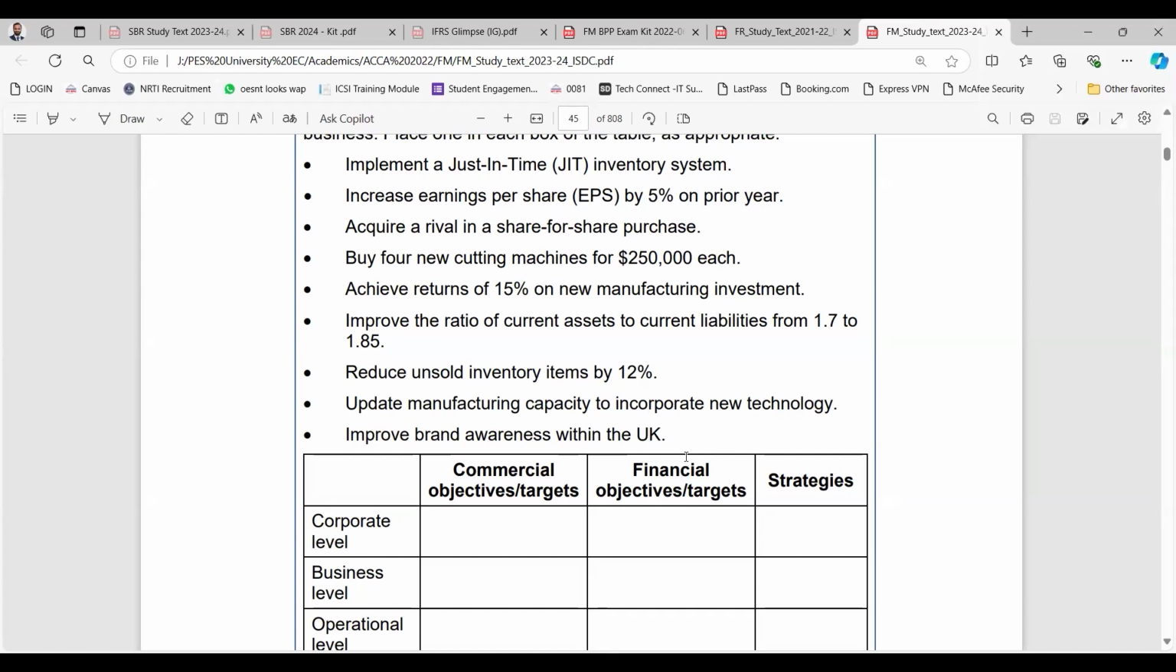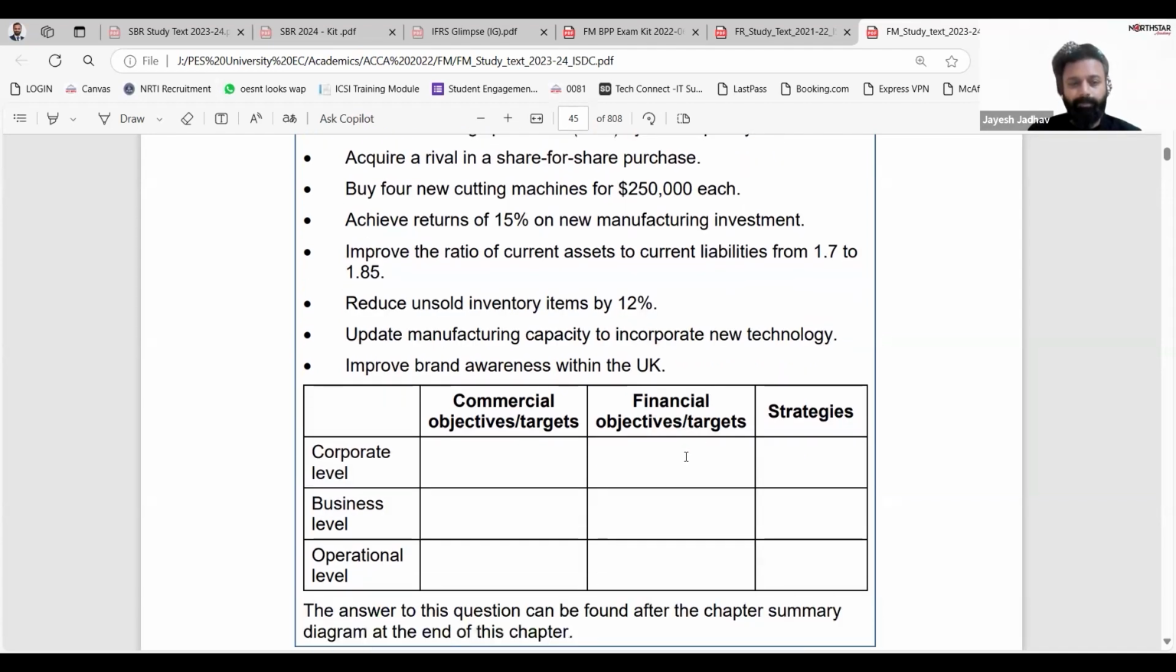Next: buy 4 new cutting machines for $250,000 each. Commercial objective. Ramya, you are not audible. Commercial. Commercial at what level? Operational, sorry, management level. Business level, as in, I would say business level. Yeah. Okay. Next: achieve returns of 15% on new manufacturing investment.